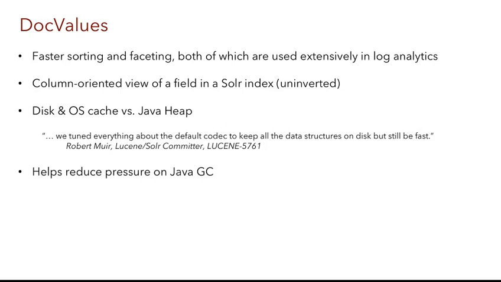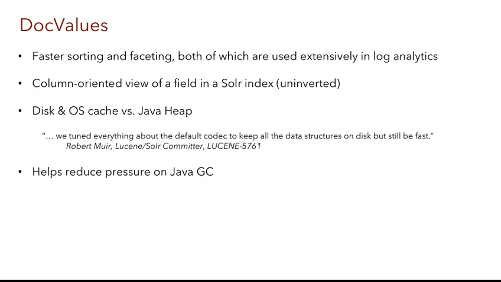Essentially, doc values are more of a column-oriented view of a field in a Solr index. It's sort of an inverted, uninverted view of a field, which makes it very fast to sort. I like this quote from Robert Muir, a long-time Lucene Solr committer. I dug this up out of Jira.